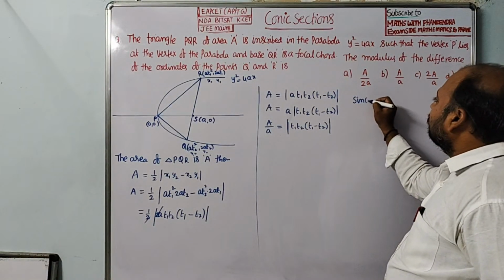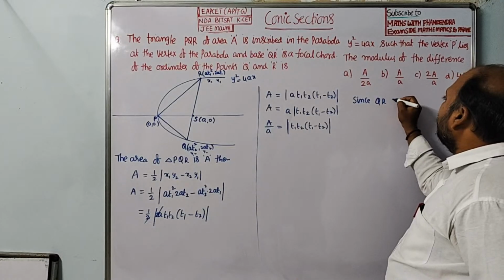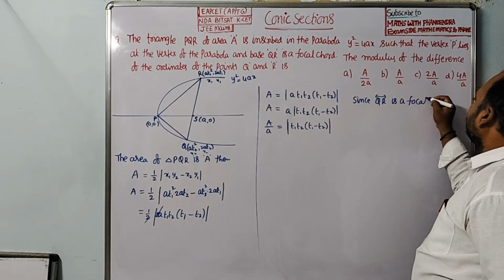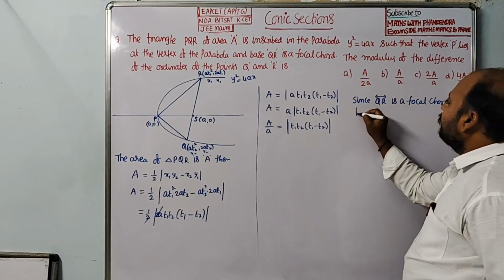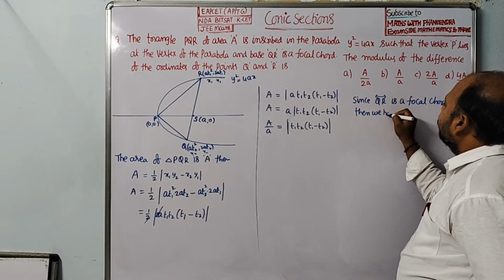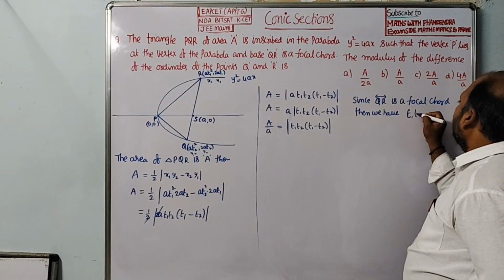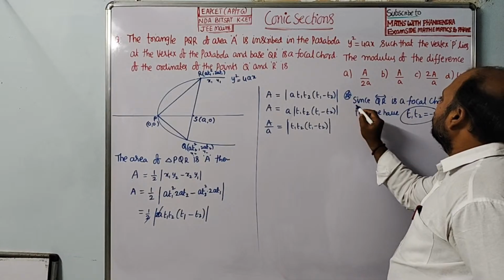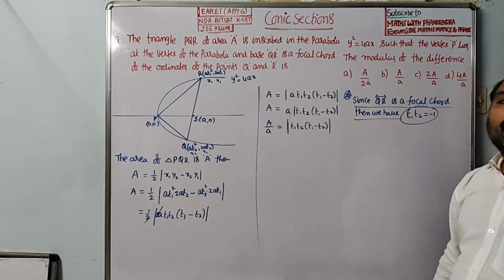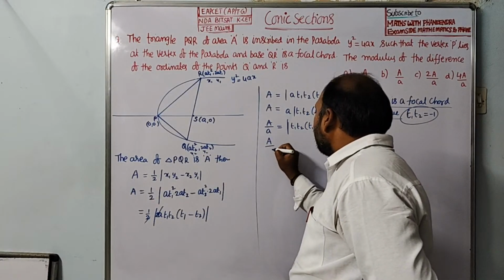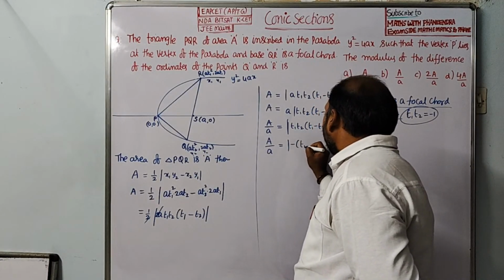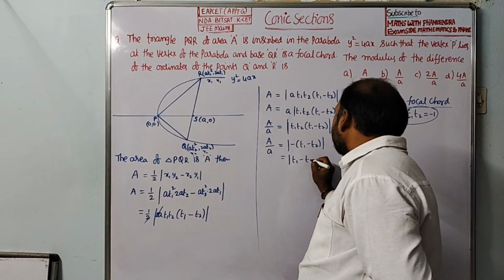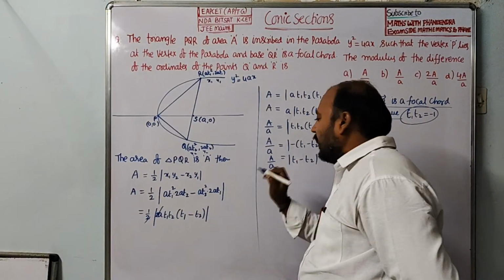Since QR is a focal chord, then we have T1 T2 is equal to minus 1. This is a very, very important property, dear students. Wherever T1 T2 is there, replace with minus 1: capital A by small a, mod of minus of T1 minus T2. Within modulus, it will become plus always. So T1 minus T2 is equal to capital A by small a.